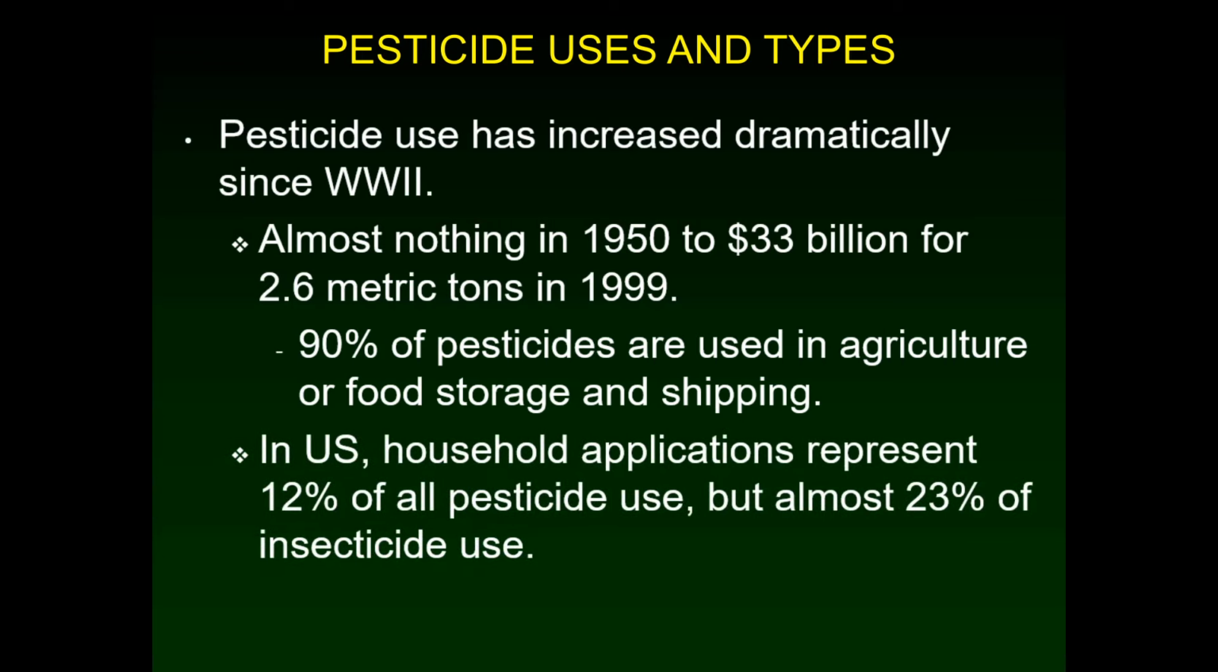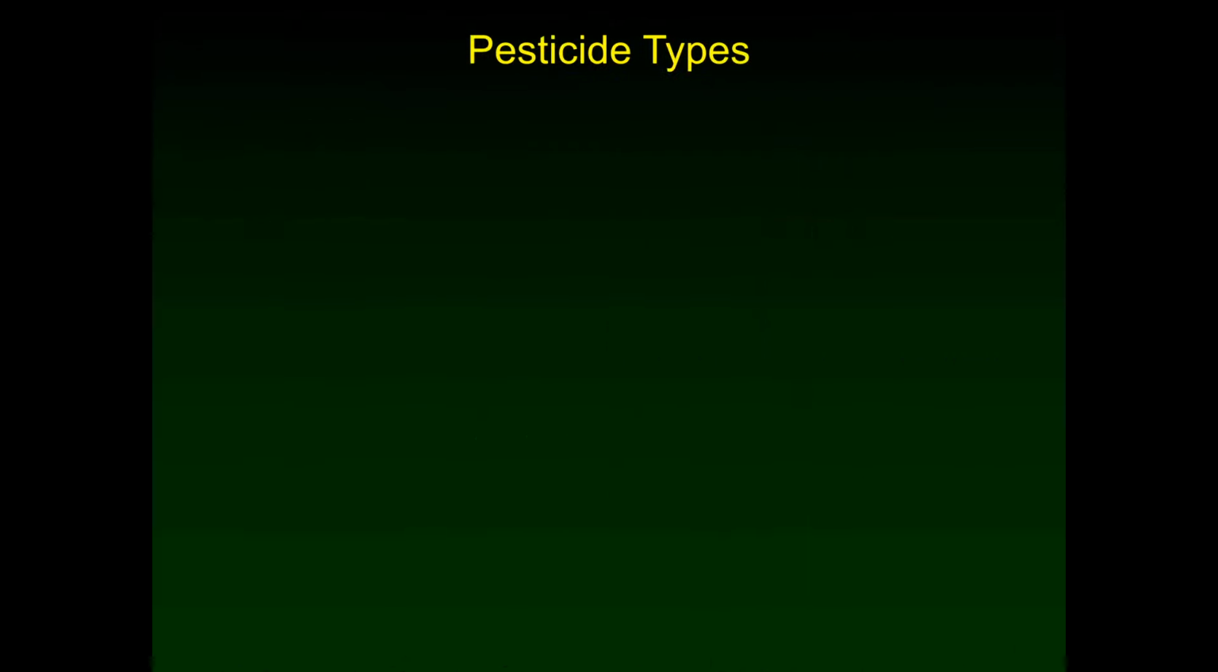In the US, household applications represent about 12% of pesticide use, but almost 23% of insecticide use. This is mostly because insects in homes are a general sign of cleanliness, and therefore those insecticides are used quite a bit, while pesticides in general tend to be used a little more in houses trying to beautify lawns or things like that.